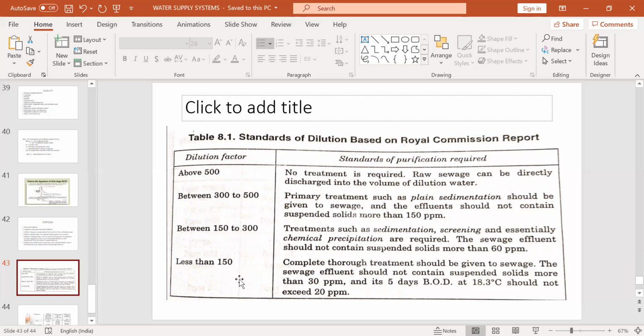Okay, if it is less than 150, then complete treatment has to be performed, primary to secondary and tertiary also sometimes. Filtration, chlorination, and all this, the entire sewage treatment you have to perform, and then only you can dispose. And it should not exceed 20 ppm. This is the clause.